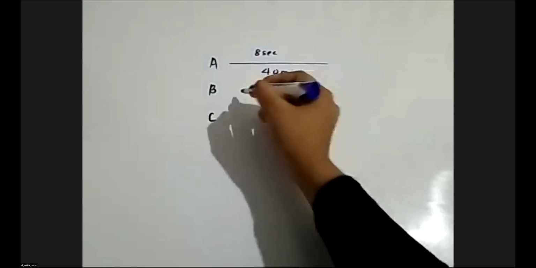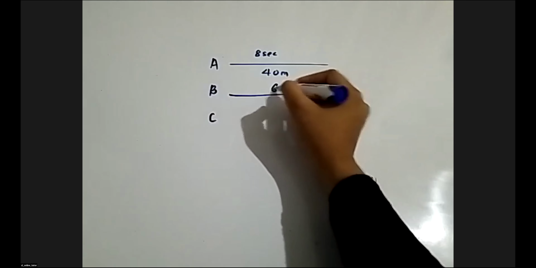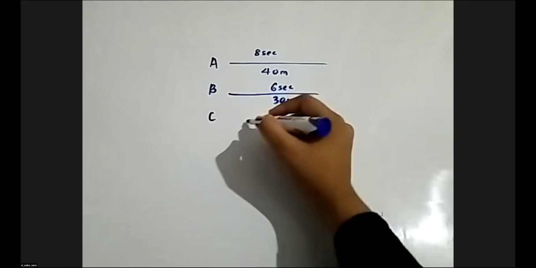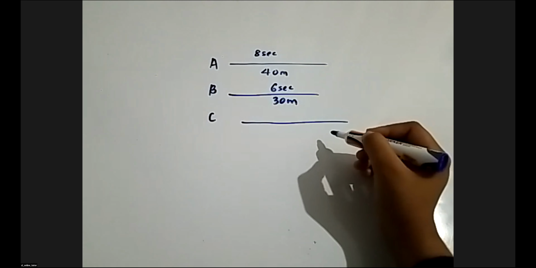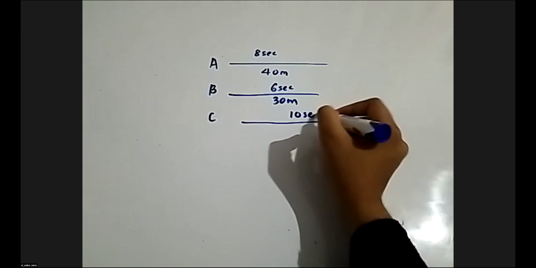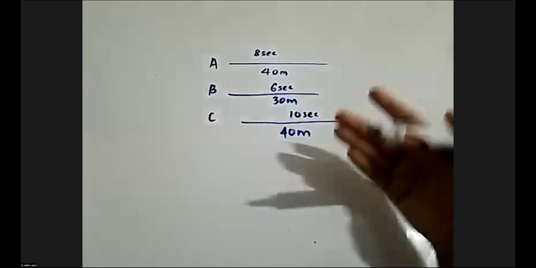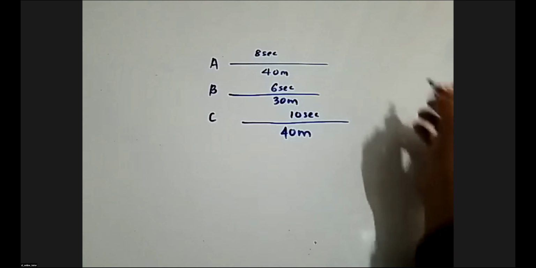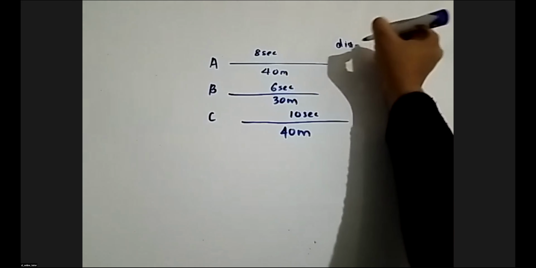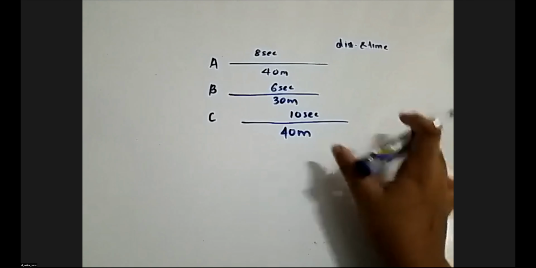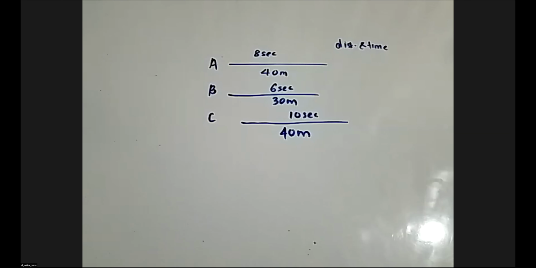Then the next person took 6 seconds to cover a distance of 30 meters. And the next person took, let's say, 10 seconds to cover a distance of 40 meters. Now, 3 people, 3 different distances and 3 different times. This is related to distance and time. Listen carefully. We are going to find who ran with more speed. Is it A, B, or C? The speed of which person is the highest?